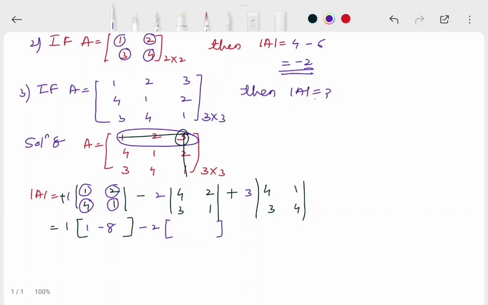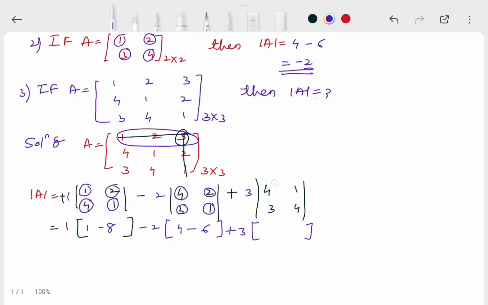Next matrix is 4, 2, 3, 1. So multiply the top left number by the bottom right number. 4 ones are 4. Minus sign. Multiply the top right number to the bottom left number. 2 3s are 6. Next matrix is 4, 1, 3, 4.